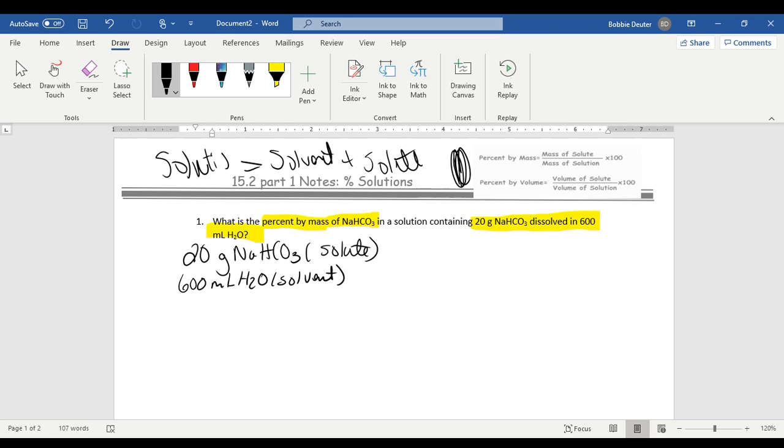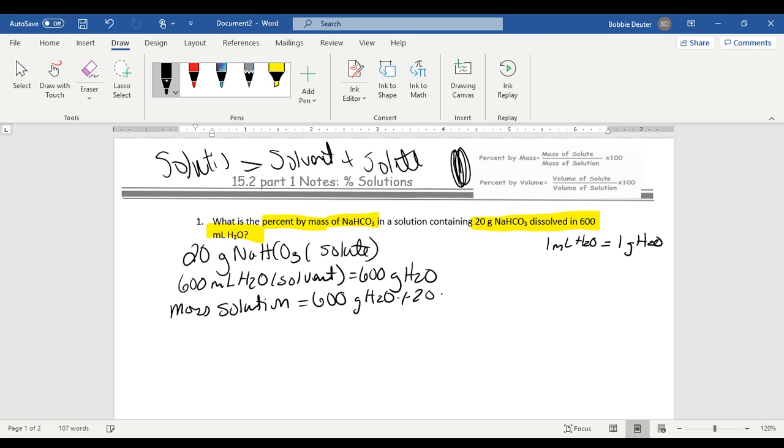So we should remember this one equation, put this somewhere where you remember forever: 1 milliliter of distilled water is equal to 1 gram of H2O. So they're equal to each other. So this would also be equal to 600 grams of H2O. We have to find our mass of our solution before we can go any further. So we want to take our 600 grams of H2O, add it to our 20 grams of sodium hydrogen carbonate, and we get 620 grams of solution.